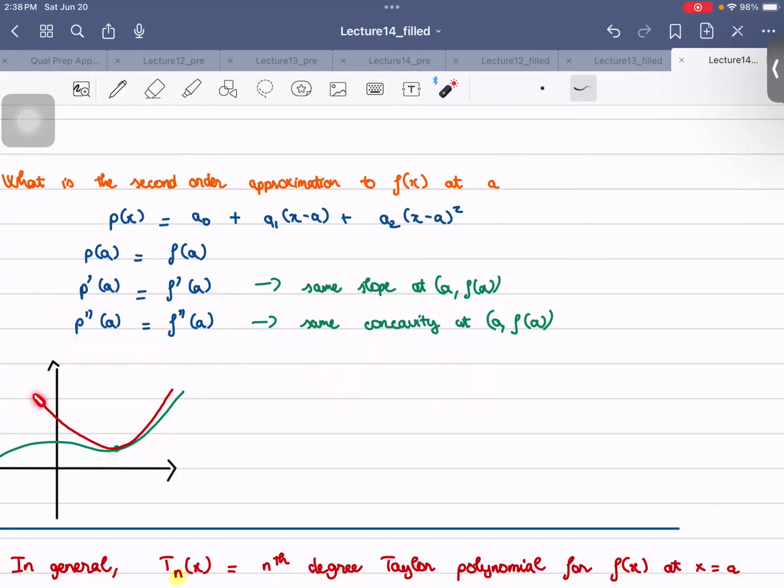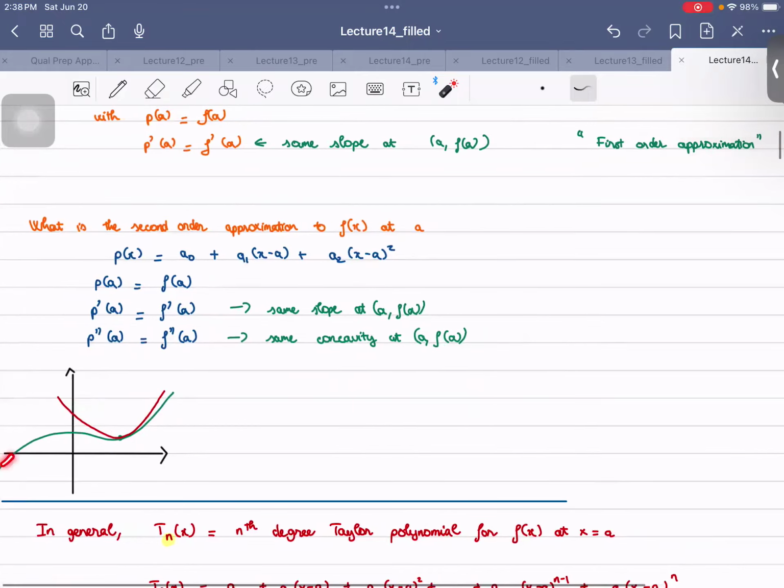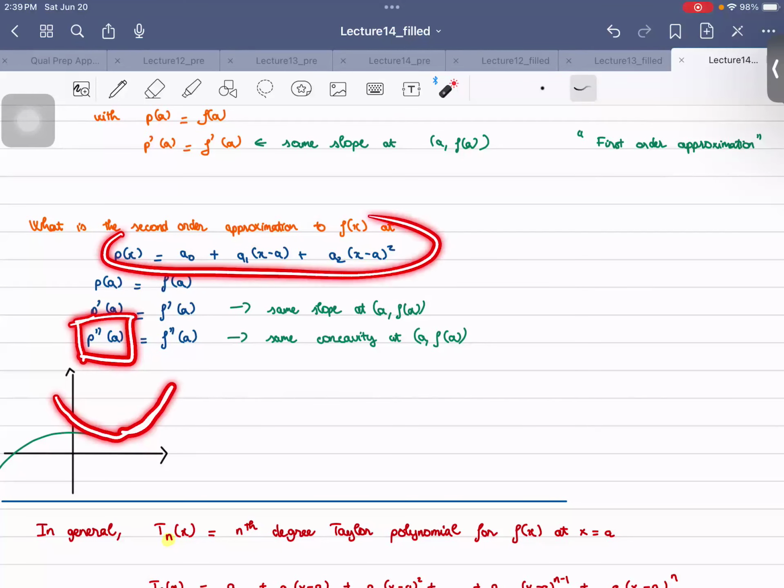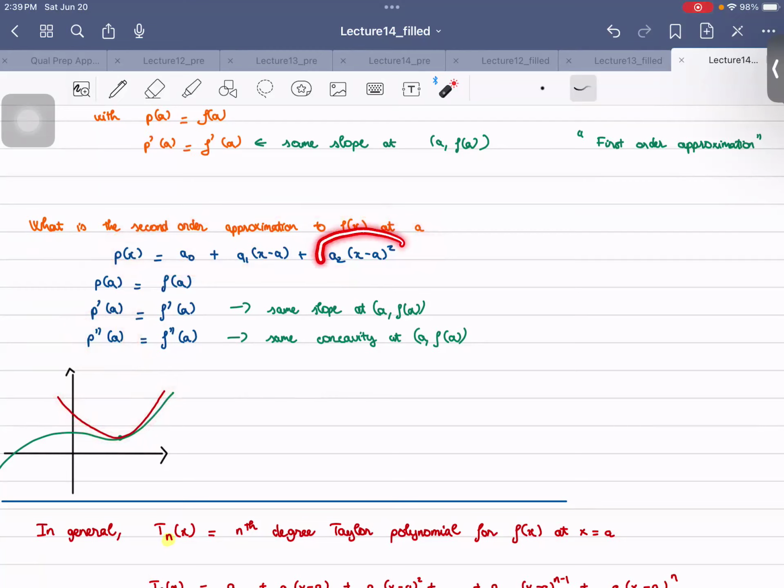Okay, so over here you see the green curve. I mean, the original function is the green curve, and around this point it is open up, right? This is open up, and for the approximated function, this is the red curve over here. This should be a parabola, because this is a function of order 2.